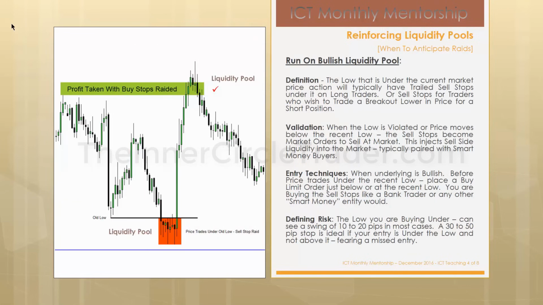So what does this look like graphically? Okay, what we have here is a run on a bullish liquidity pool. And by definition, the low that is under the current market price will typically have a trailed sell stop under it for long traders. Sell stops for traders who wish to trade on a breakout lower in price for a short position also reside below old lows. Validation of this setup or condition is when the low is violated or price moves below the recent low, and the sell stops become market orders to sell at market. This injects sell side liquidity into the marketplace, and typically this is paired up with smart money buyers.